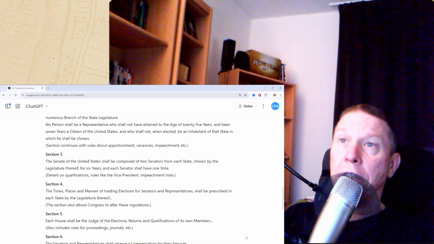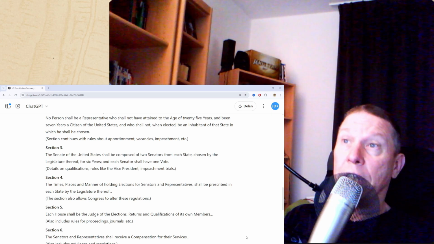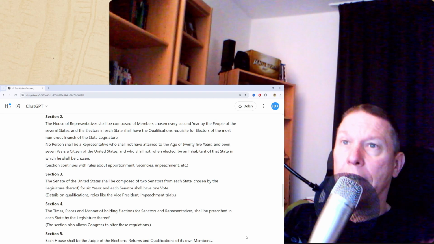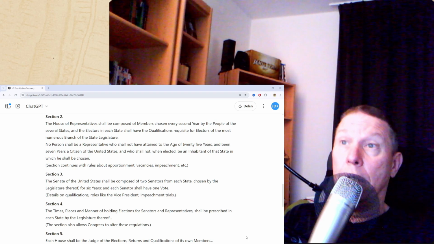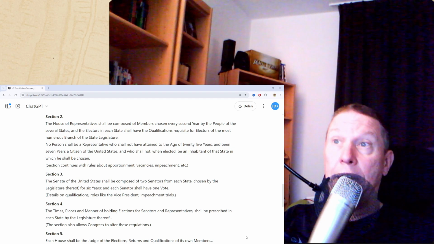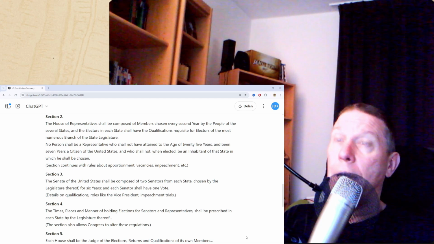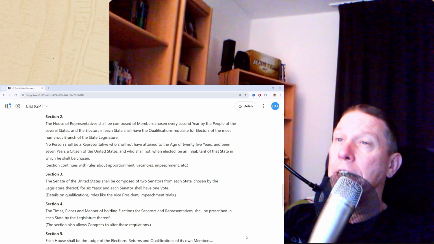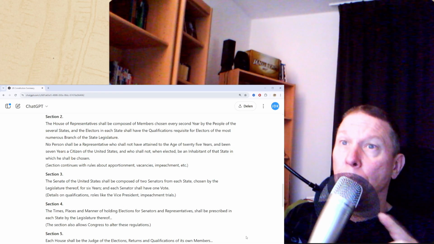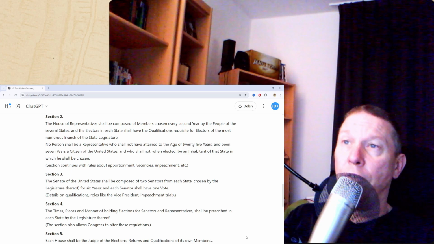The Senate of the United States, Section 3, shall be composed of 2 senators from each state, chosen by the legislature thereof for 6 years, and each senator shall have 1 vote. Details of qualification, roles like vice president, and impeachment are in the rest of the text. So the Senate will be composed of 2 senators from each state. Nowadays, 50 states, so 100 senators. In those days, you had 13 colonies becoming 13 states, so there were only 26, I guess. And they will serve for 6 years, and each senator shall have 1 vote.